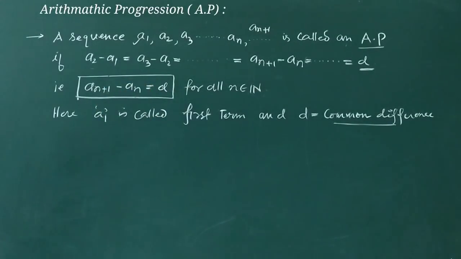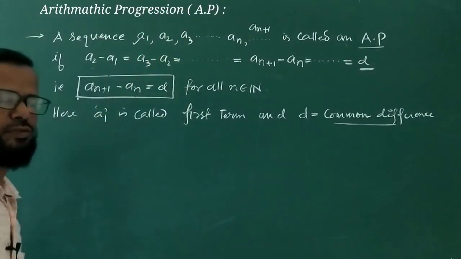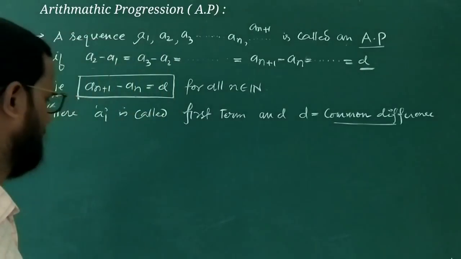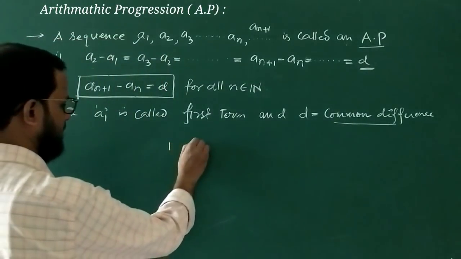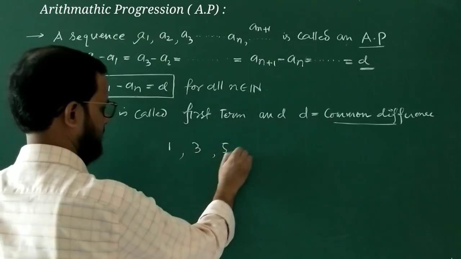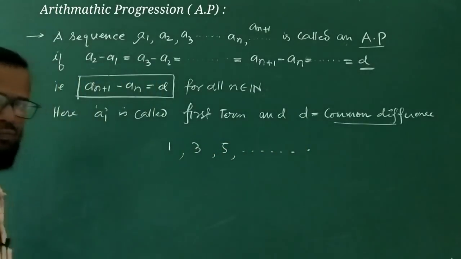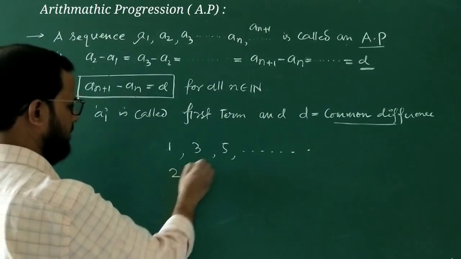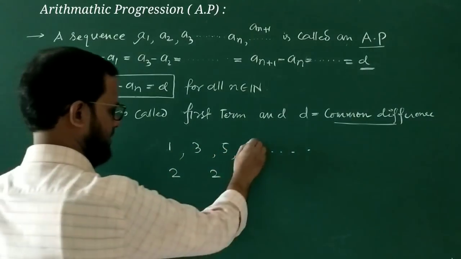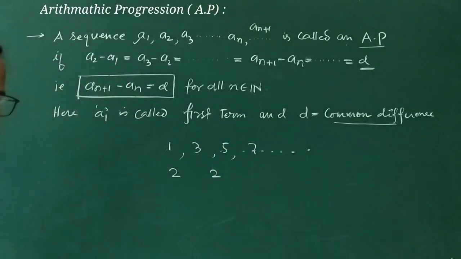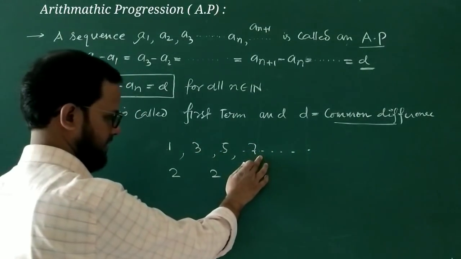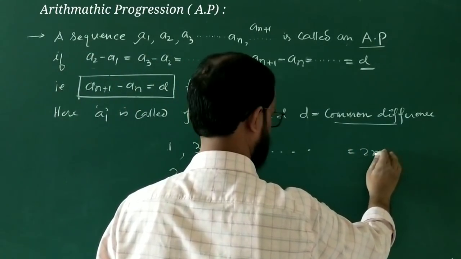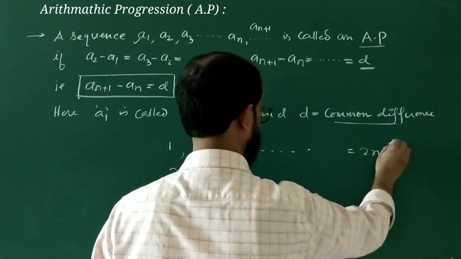Whenever you get such a result, you can say that it is an arithmetic progression. Basically, the difference between two consecutive terms is the same. For example, suppose 1, 3, 5, 7. Is it an arithmetic progression or not? You have to check. 3 minus 1 equal to 2. 5 minus 3 equal to 2. 7 minus 5 equal to 2. This is a sequence with the nth term twice n minus 1.